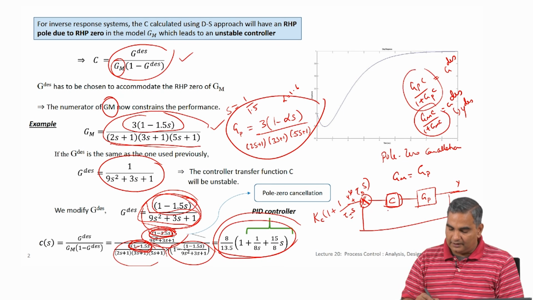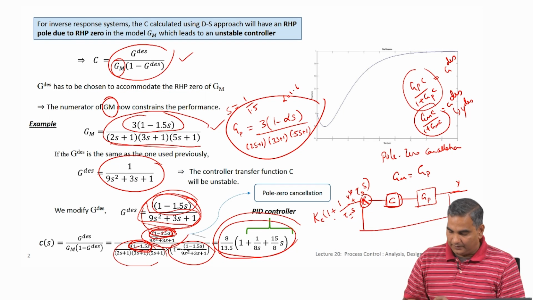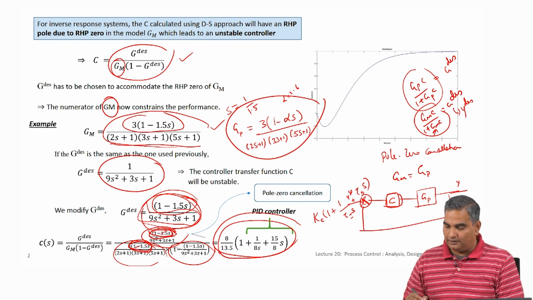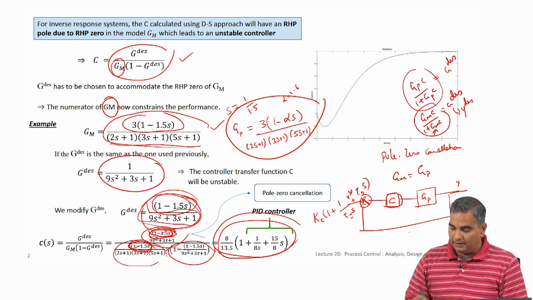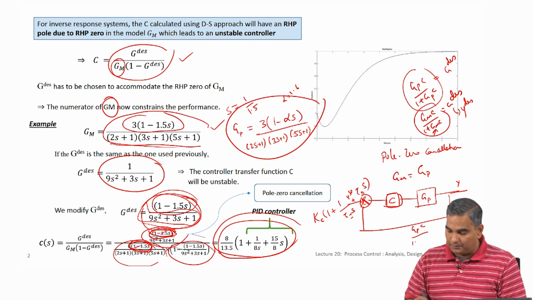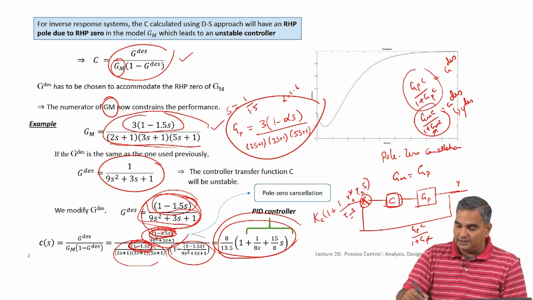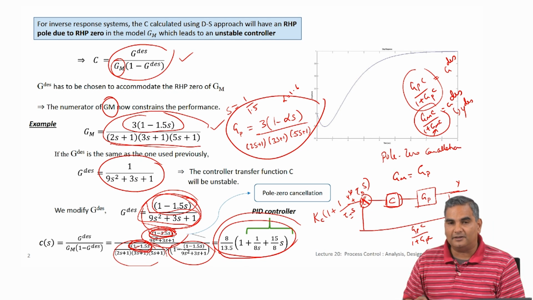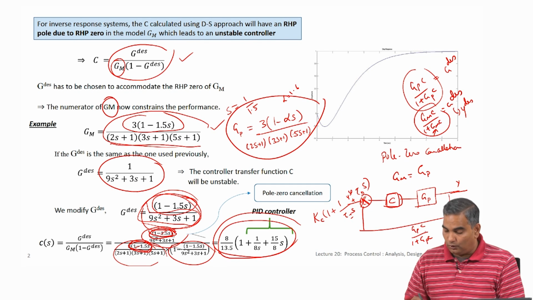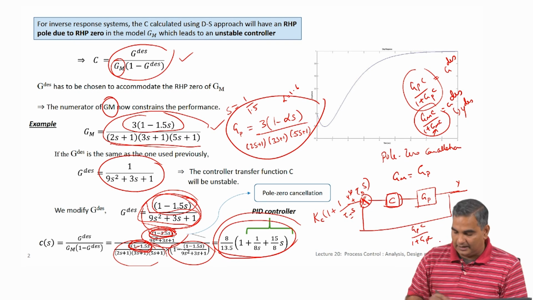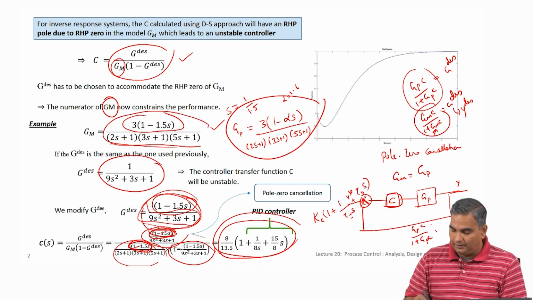However, you design a controller based on some model and then you actually put it into a process, and the process is slightly different from your model. Then this controller was designed using this equation, but the true closed loop behavior is GPC by 1 plus GPC. Now, G desired, GMC by 1 plus GMC, need not be the same as GPC by 1 plus GPC. So the true performance that you get while you implement this controller in a process is going to be given by this.